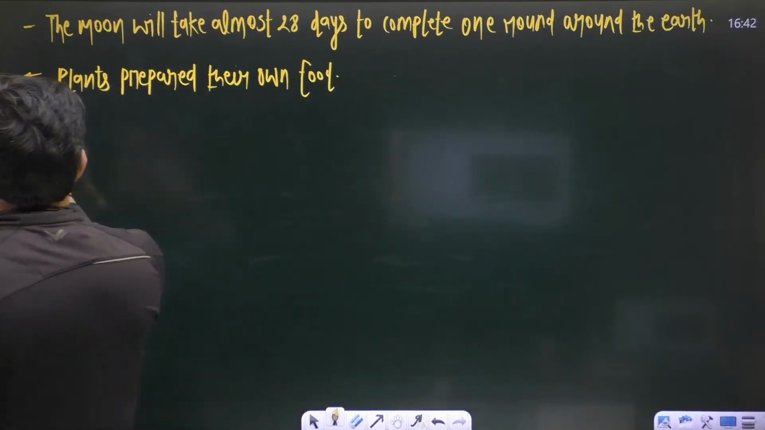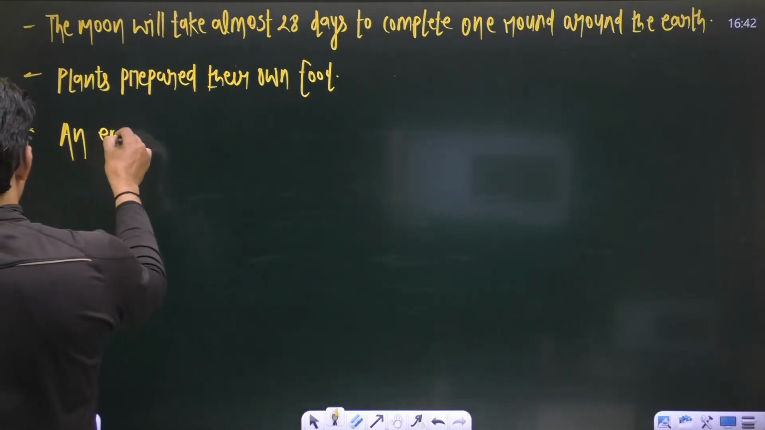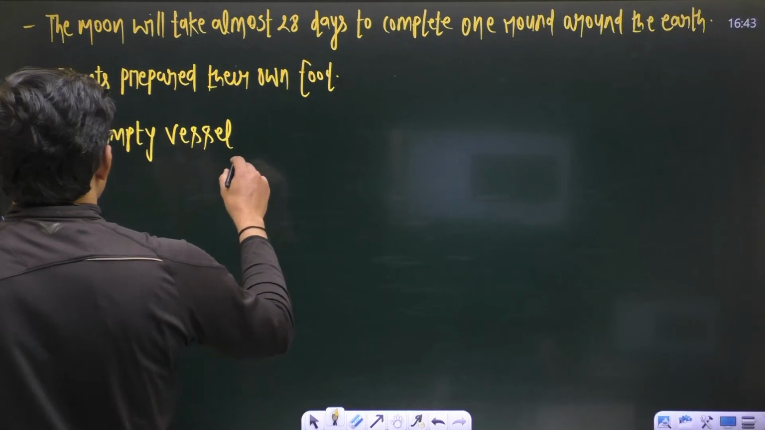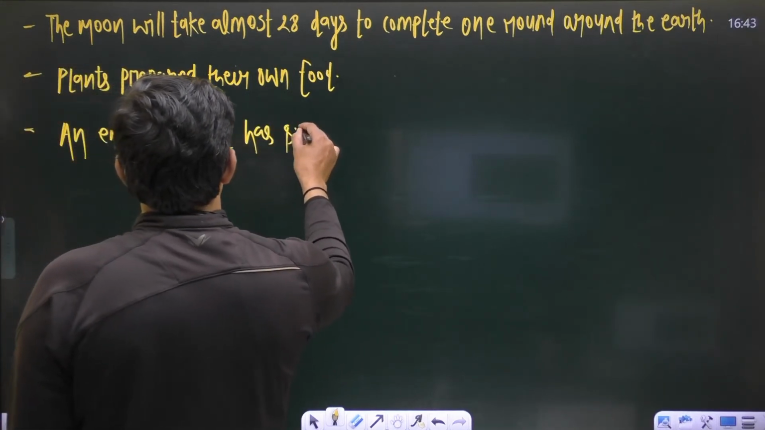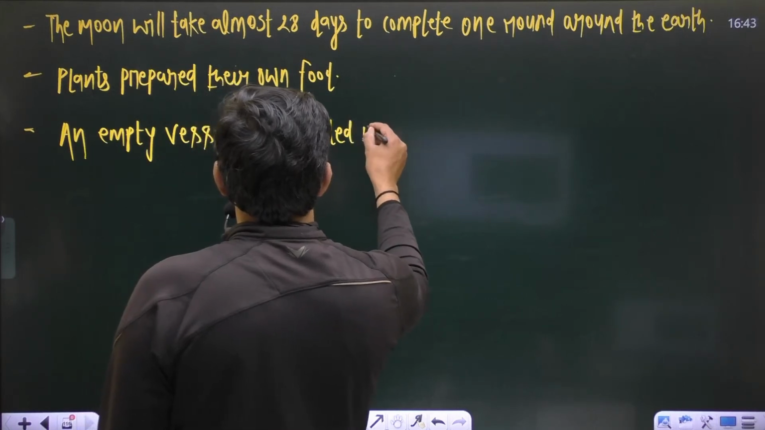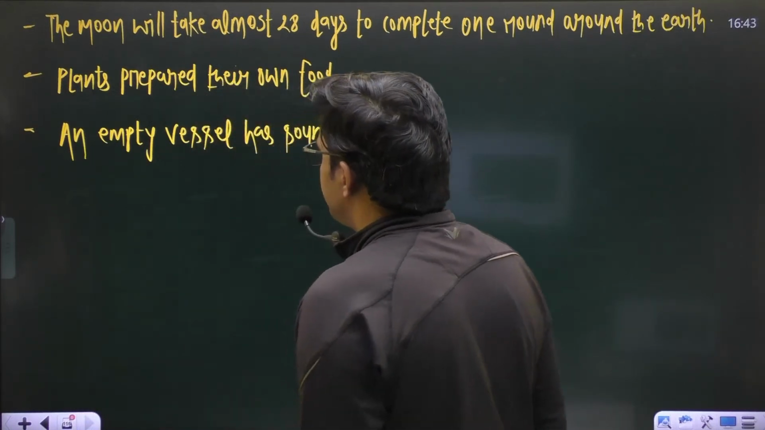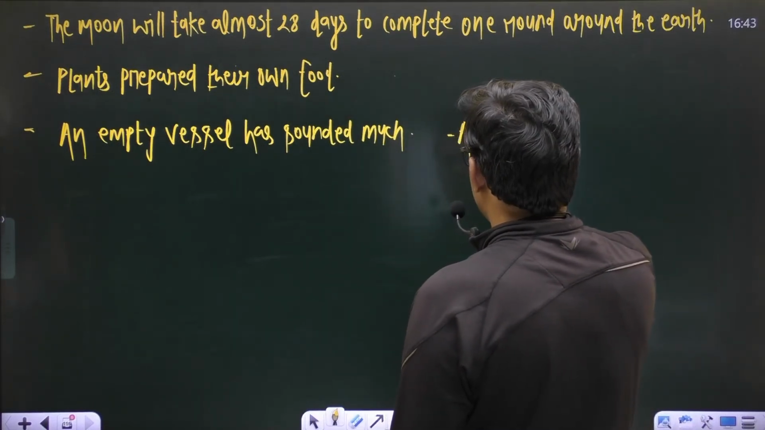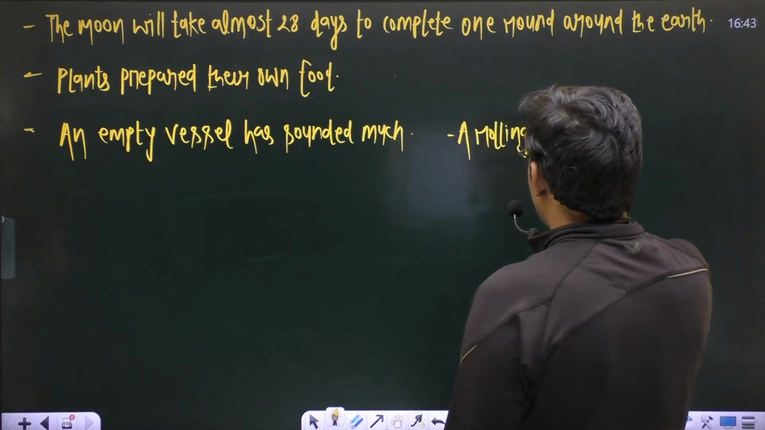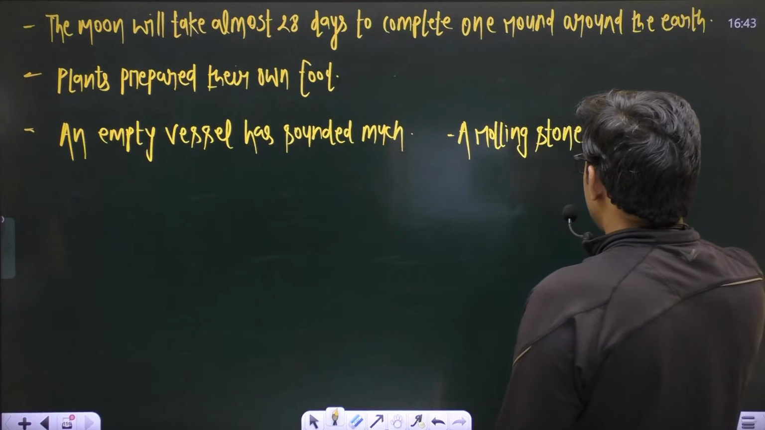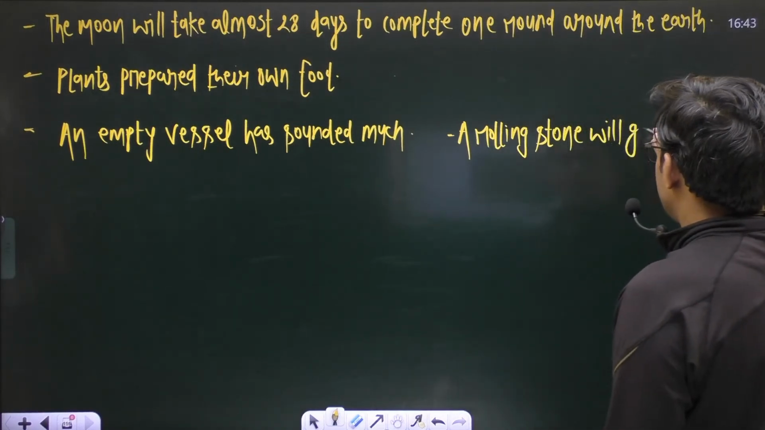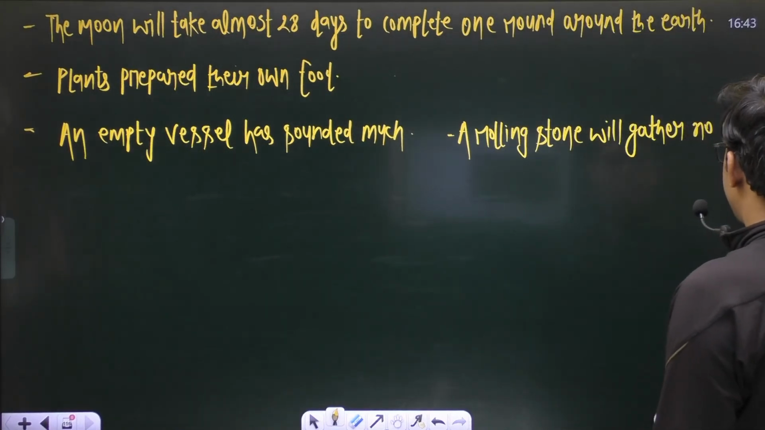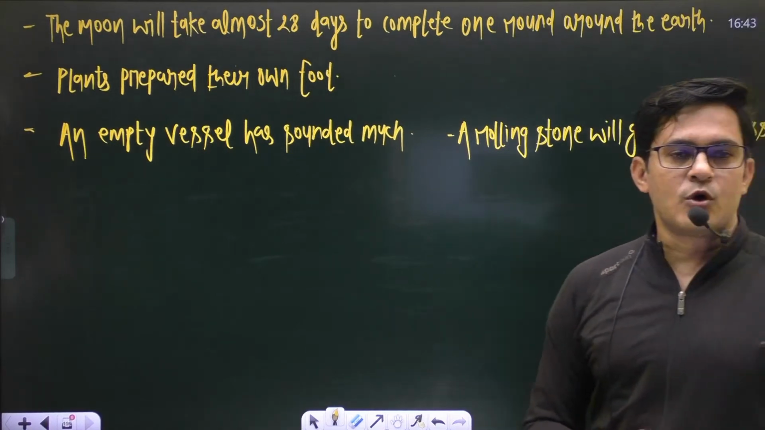Next one is an empty vessel has sounded much. An empty vessel has sounded much. A rolling stone will gather no moss. A rolling stone will gather no moss.